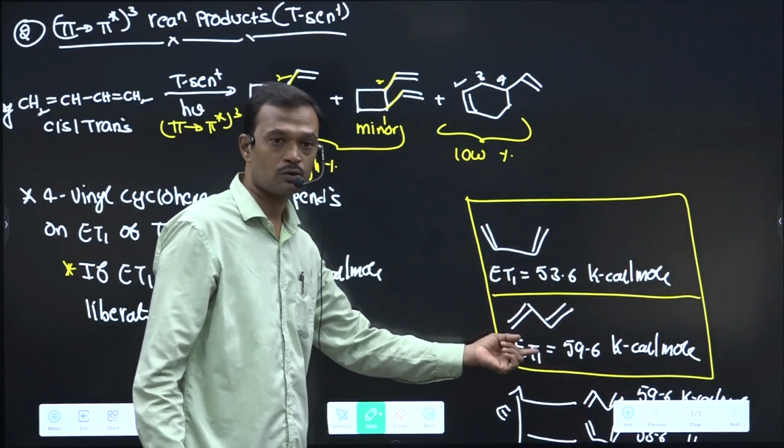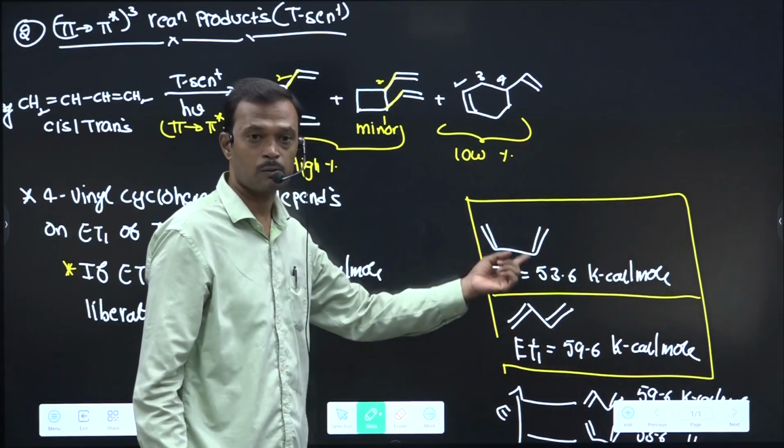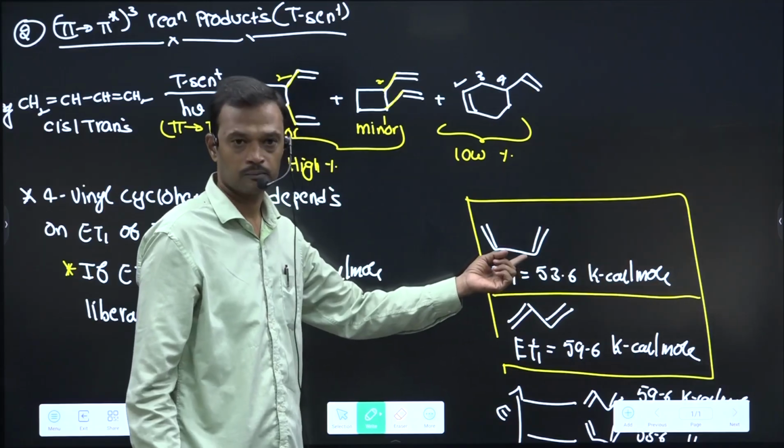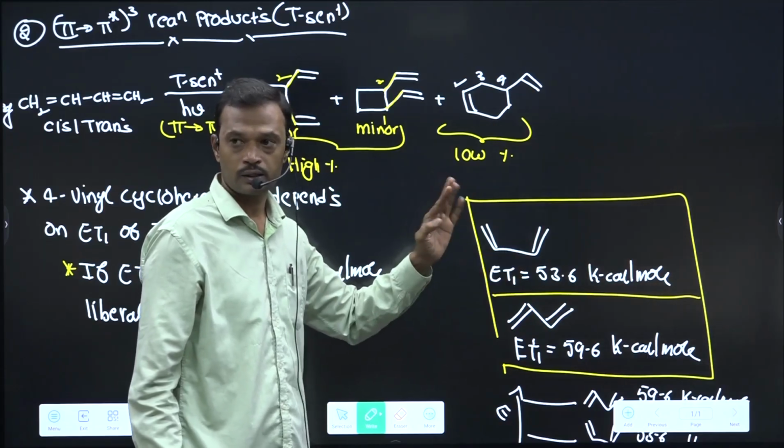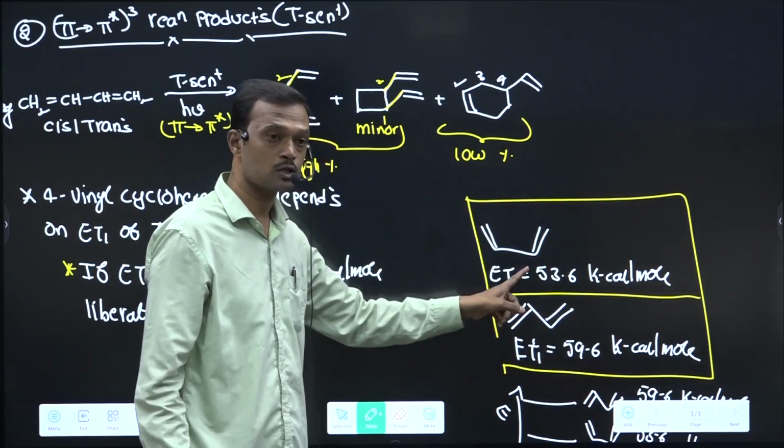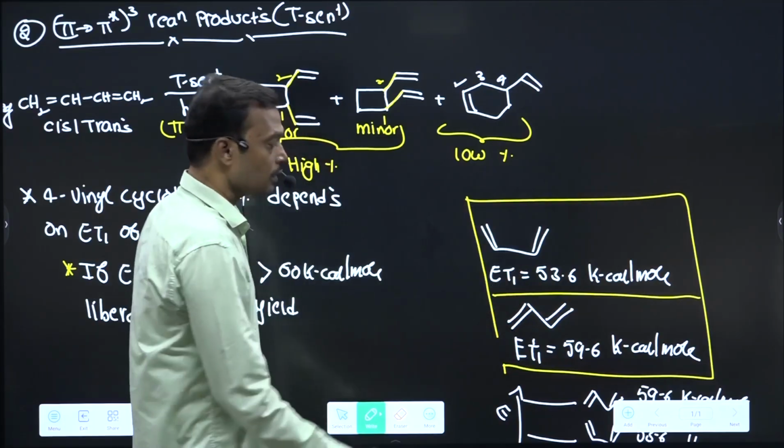Right or not? What is the population of trans? 95%. What is the population of cis? 5% only. Try to understand. Trans isomer 95%, cis isomer 5% at equilibrium.